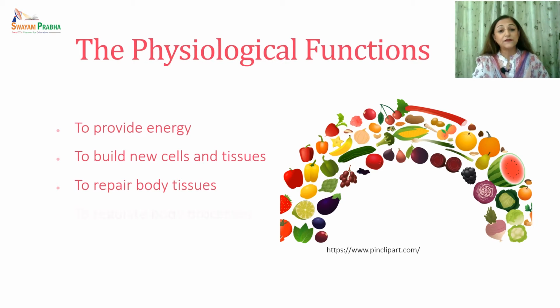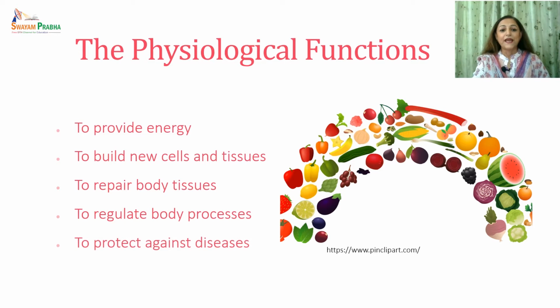So to repair the body tissues, to regulate many body processes, there are many processes which need food as an important participant. For example, we need hormones to carry out various activities of our body. And finally, very important function is to protect us against the diseases. That means to build the immunity of our body. So these are the physiological functions of food.